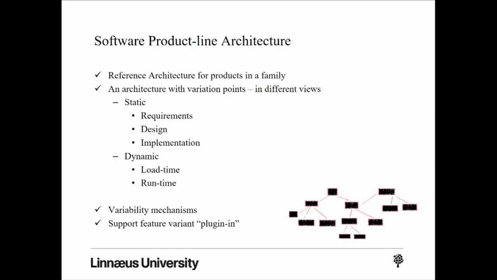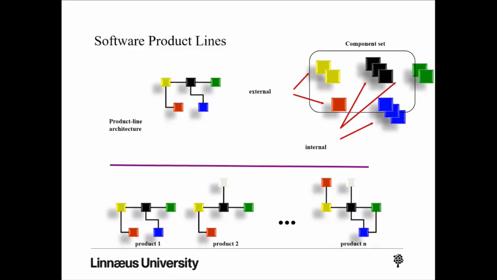Something that is more or less a beast. But it's supported by variability mechanisms. It's the same core application. So if you look at the software product line, it's a product line architecture here that can be instantiated to products by configuring it with different components. And some components are external and others are internal.